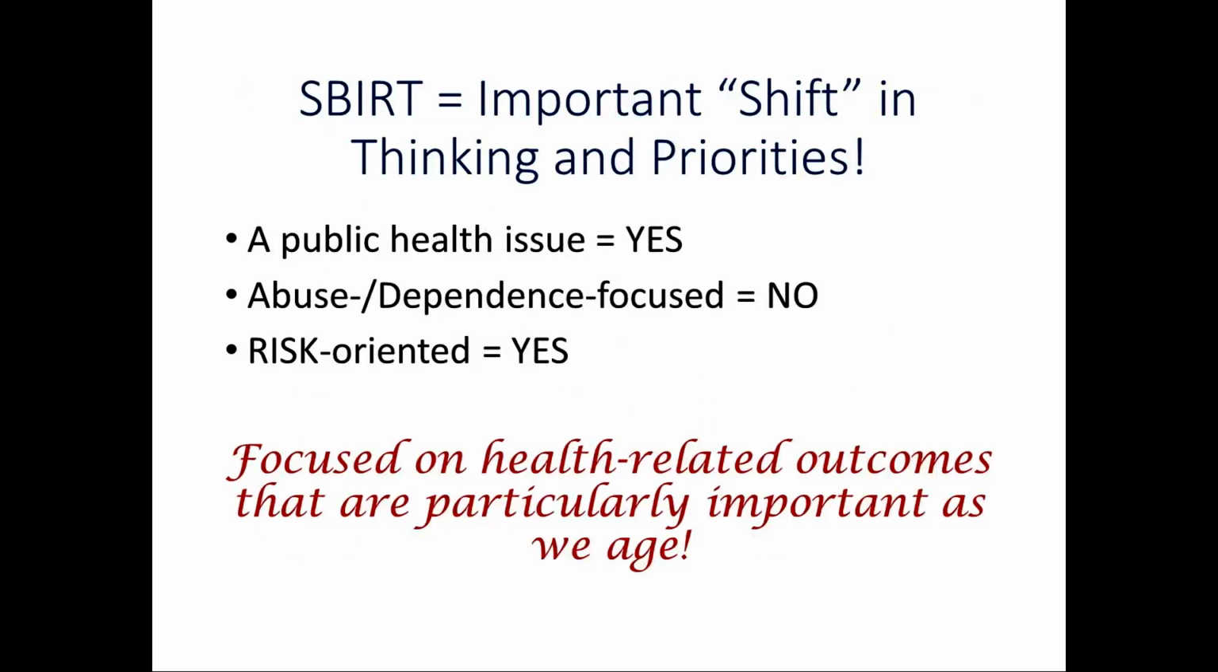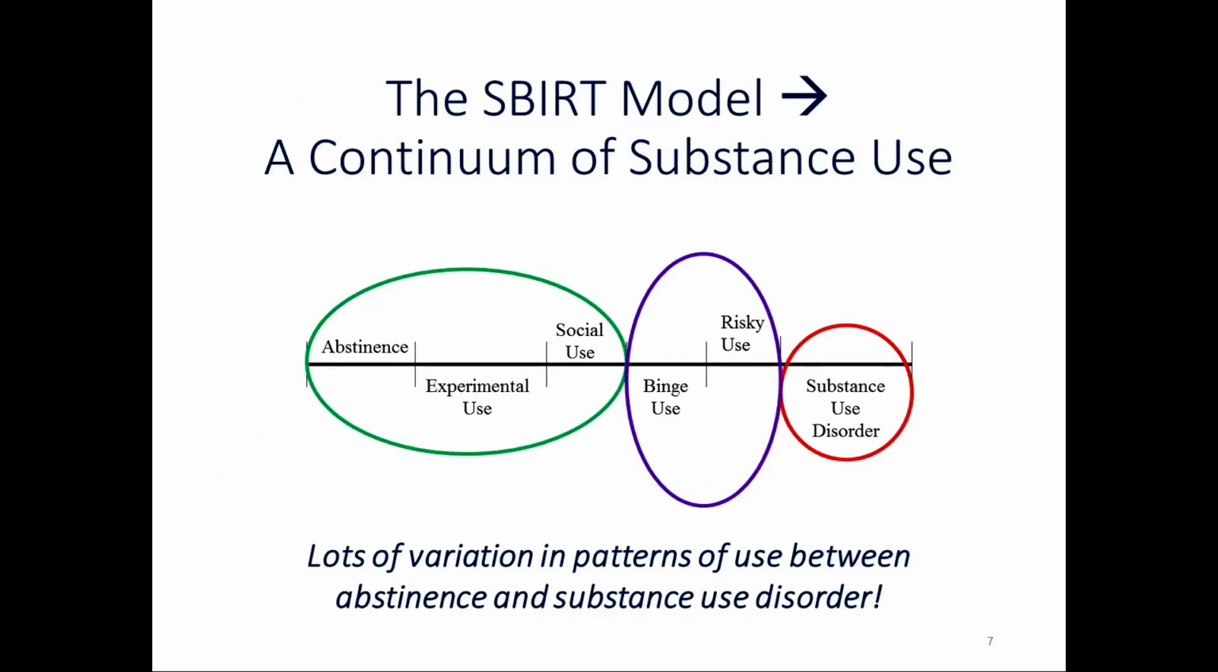Another important background issue is that the SBIRT model takes a different approach than what most health and social service providers may have learned in their training. The focus is on risk reduction, not dependence or abuse. Heavy or risky substance use is a public health problem among people of all ages. This slide helps us visualize how our thinking about the continuum of use has changed. In the past, we mostly thought about substance use as either normal, the green circle, or problematic, the red circle. We know now that there are a lot of people in between, ones in the purple circle, who are engaging in risky substance use behaviors.